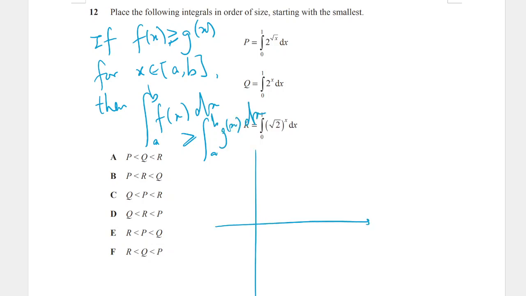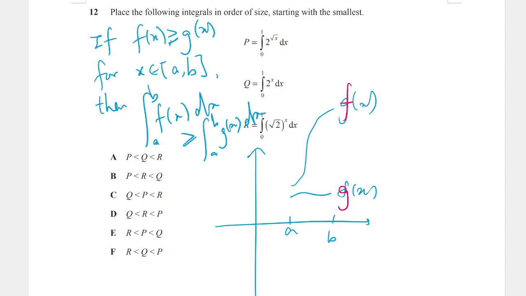Because if you imagine a certain graph like this, so this is f. Well, let's say g is somewhere here. This is g, for example. Well, okay, I swapped my f and g, I suppose. So this is f and this is g, because g is the smaller one. Then the integral of f is bigger than the integral of g, because of the area under the curve. Okay, so now, using this theorem, we can actually distinguish P, Q, and R.